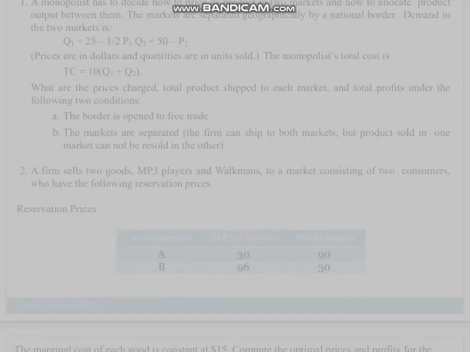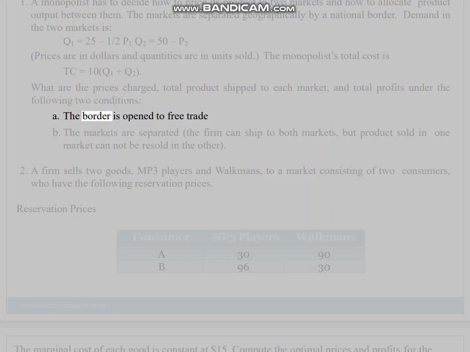1. A monopolist has to decide how to price its product in two markets and how to allocate product output between them. The markets are separated geographically by a national border. Demand in the two markets is Q1 = 25 - 1/2 P1, Q2 = 50 - P2. Prices are in dollars and quantities are in units sold. The monopolist's total cost is TC = 10(Q1 + Q2). What are the prices charged, total product shipped to each market, and total profits under the following two conditions?